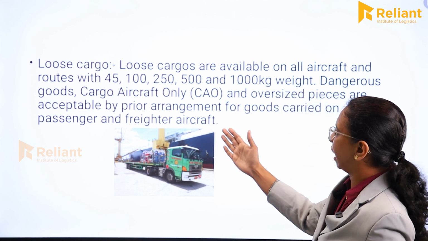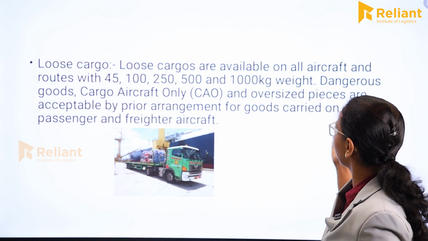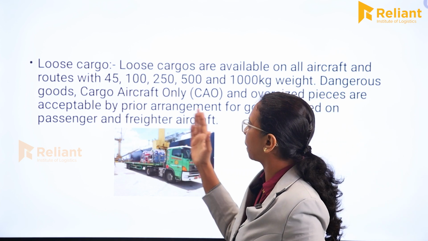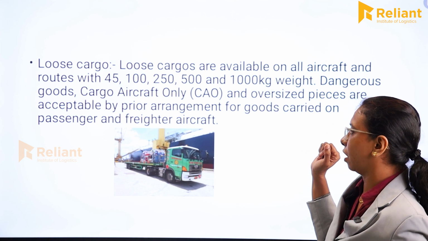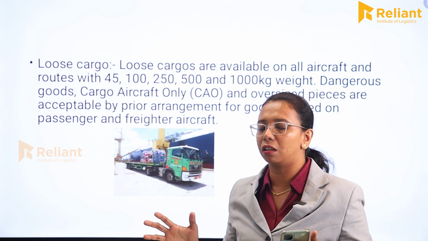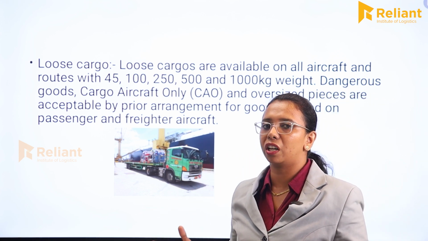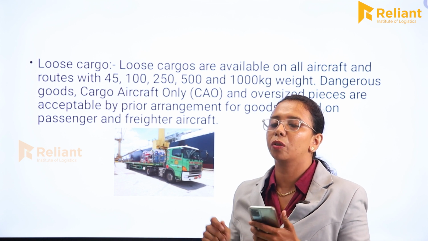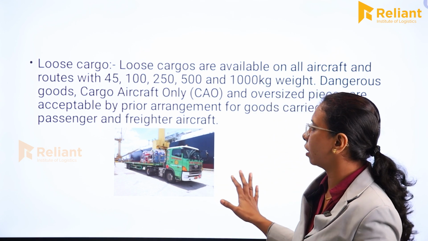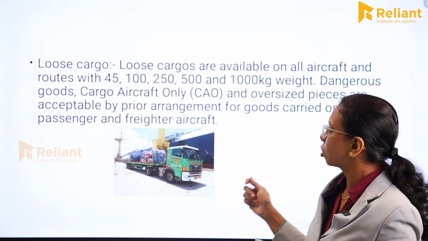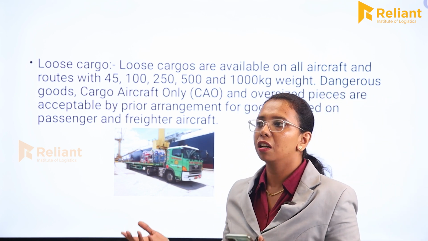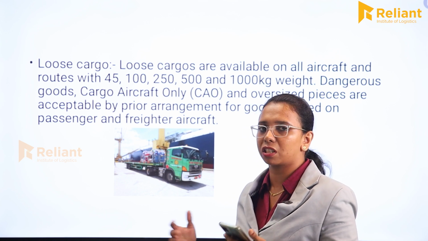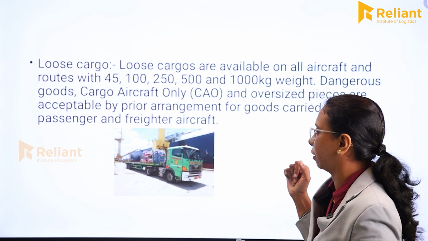So that is CAO, cargo aircraft only, and oversized pieces are acceptable by prior arrangement for goods carried on passenger and freighter aircraft. Definitely if it is bulk, heavy cargo, we want to take the dimensions and make the arrangements for the loading before loading into an aircraft. So prior information should be given to the operator before we load, if such kinds of goods or cargoes are to be loaded in the aircraft.